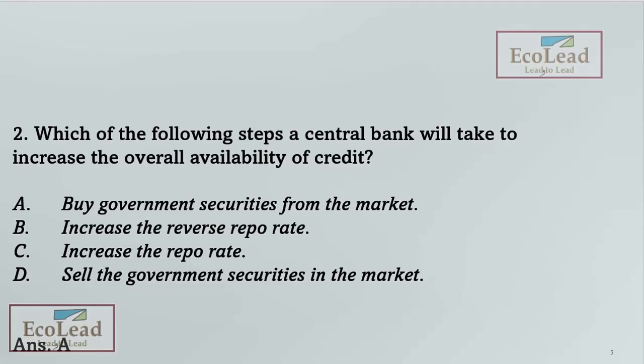On the other hand, if the commercial banks are giving that money to the public, it can happen that the public can be the defaulter of that loan. So, if the reverse repo increases, then definitely commercial banks will prefer to park their money with RBI. So, in that case, it will decrease the overall availability of credit in the society or the economy. Option C is increase the repo rate.